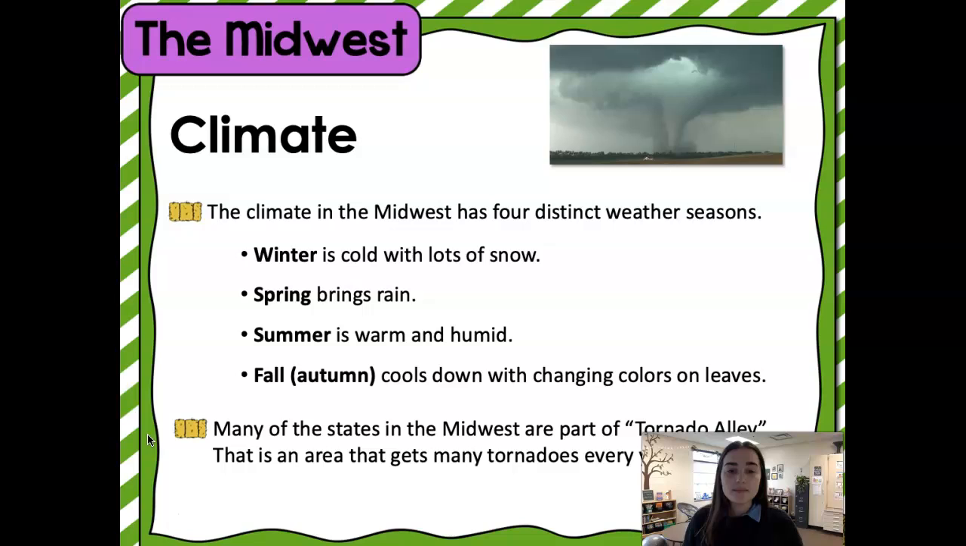Many of the states in the Midwest are part of Tornado Alley. That is an area that gets many tornadoes every year. In Minnesota, we're kind of right outside of it. We don't get too many. But if you notice, every first Wednesday of the month, when you hear those loud sirens, those are tornado sirens just practicing, just making sure that they are working and that they would be ready to go in the instance that we did have a real tornado.